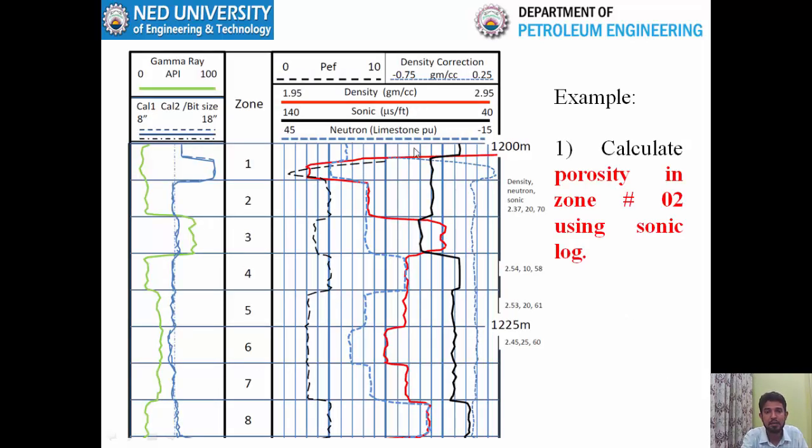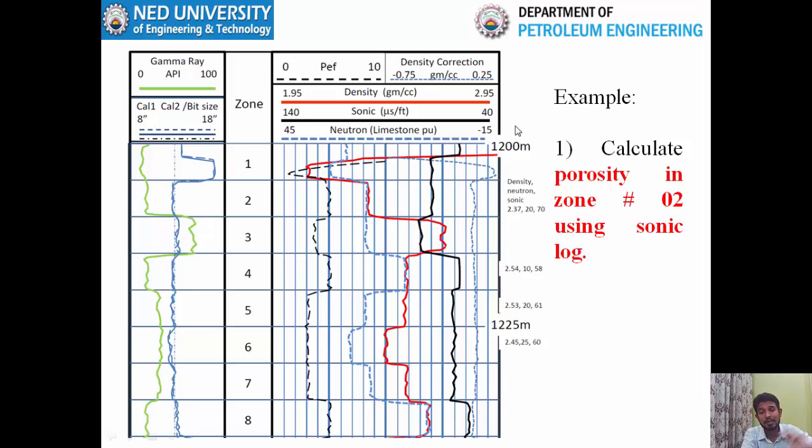So for example, a log has been provided to you and you have been asked to calculate the porosity in zone number 2 using the sonic log. Again, you can calculate the porosity using the density and the neutron log. In this example, we are only calculating the porosity using the sonic log. After the completion of this presentation, we will have a comparison of when to use which log. For example, when the reading of sonic will be reliable, and when the readings of density and neutron will be reliable.